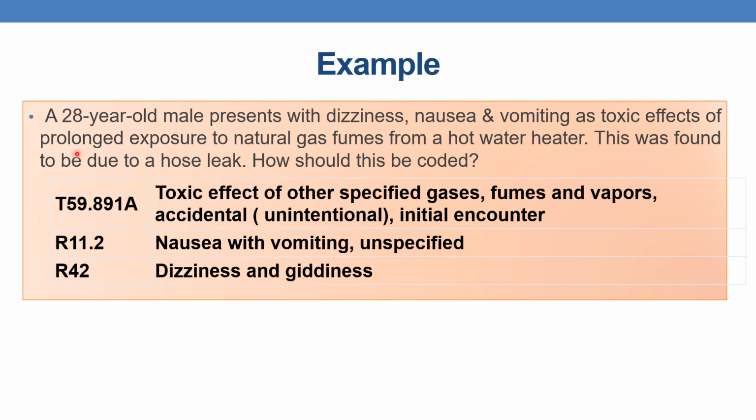First, the code for toxic effect is the PDX. So T59.891A, toxic effect of other specified gases, fumes and vapors, accidental, initial encounter, followed by R11.2, which is coded for nausea with vomiting, unspecified, followed by R42, which is given for dizziness and giddiness. By this we complete adverse effects, poisoning, toxic effects and underdosing.